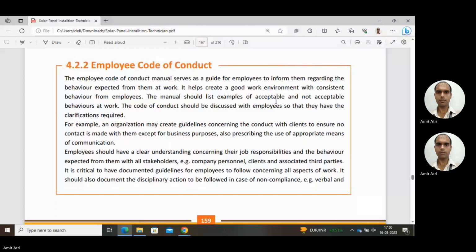A normal thing we can say is that something which is not written is not done. So the guidelines should be documented. They should cover all of the aspects of work which is expected from the employees. It should also document the disciplinary action to be followed in case of non-compliance, meaning if the code of conduct is not followed, which type of disciplinary action will be taken against the perpetrators.